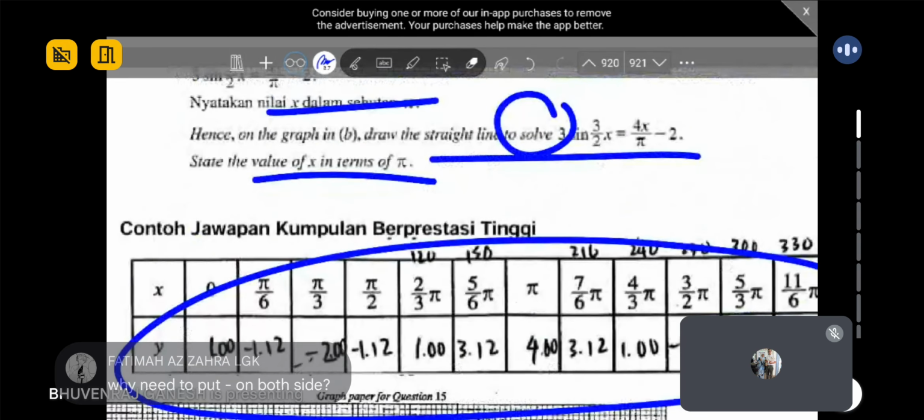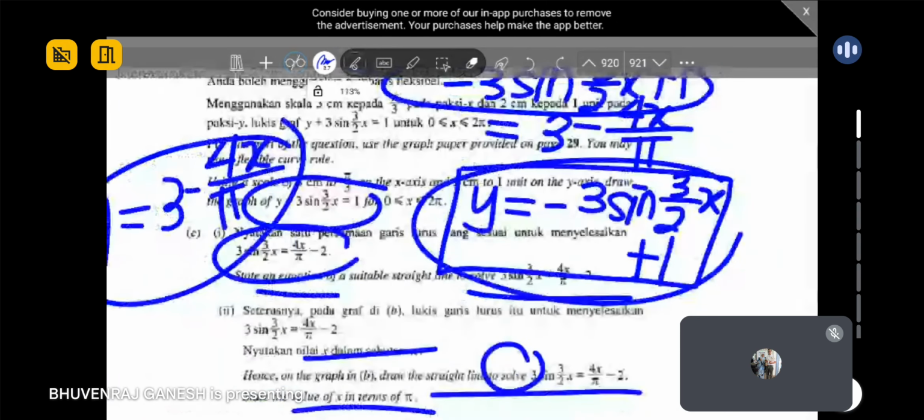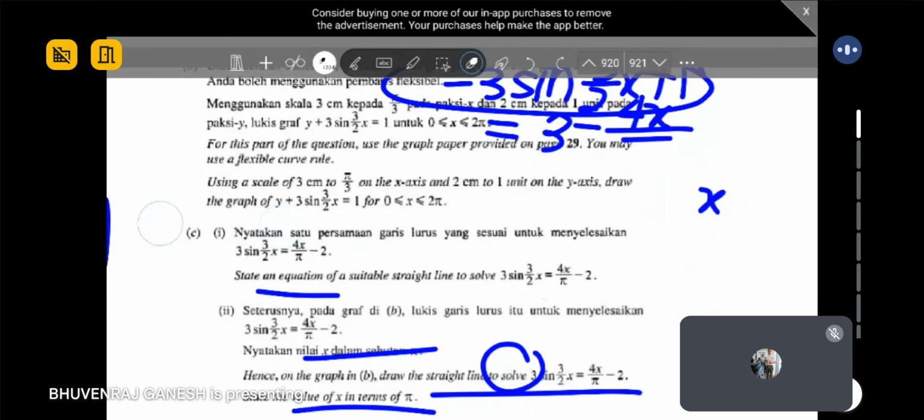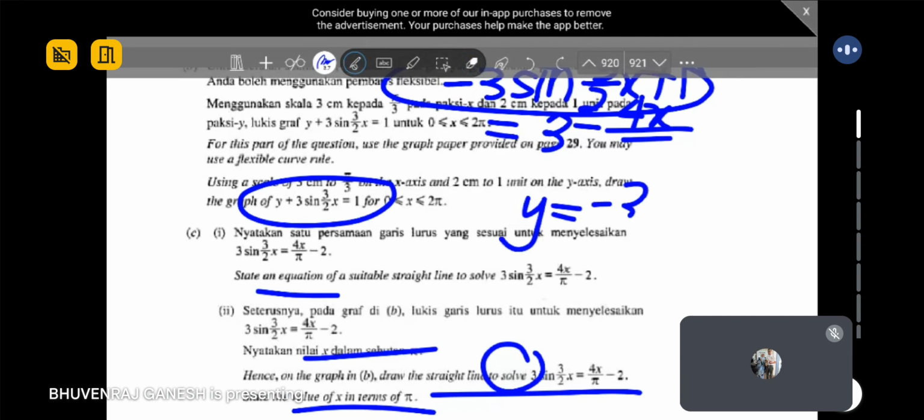Sebab saya nak tukar dia memenuhi persamaan ni. Okay, kamu lihat persamaan ni, guys. Lihat yang ni. So saya akan dapat y sama dengan yang ni. Am I right? Kamu pindah negative 3 sin 3 per 2x ke sebelah kanan.